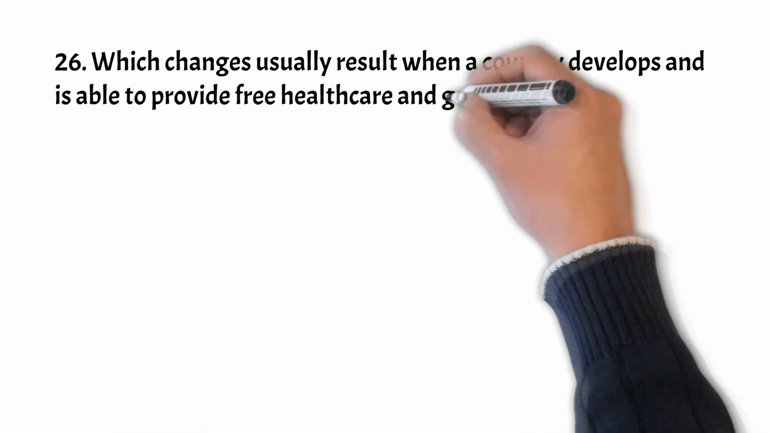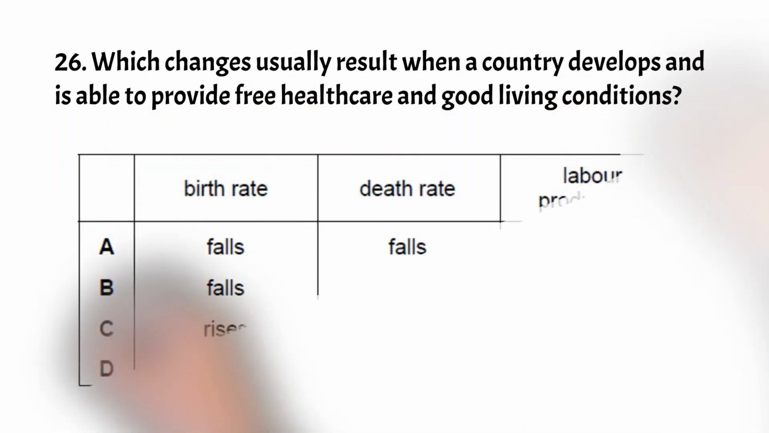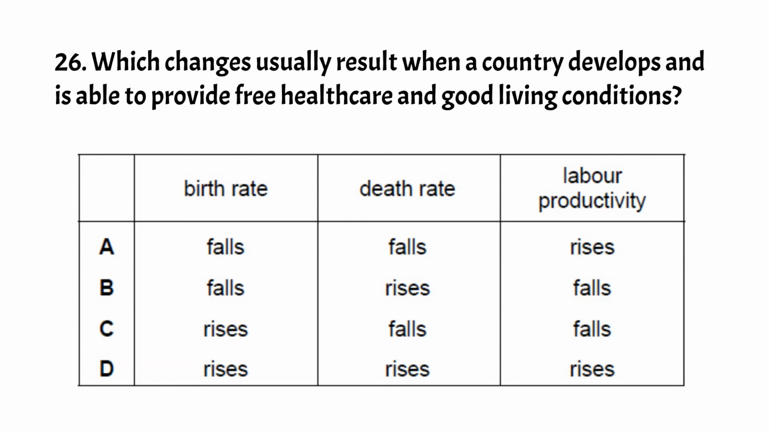Question 26. Which changes usually result when a country develops and is able to provide free healthcare and good living conditions? The options are given as increases or decreases in birth rate, death rate, and labor productivity. Look at the table in your exam paper. So which option happens when there is free health care and good living conditions? The answer is A. Birth rate falls, death rate falls, and labor productivity increases.